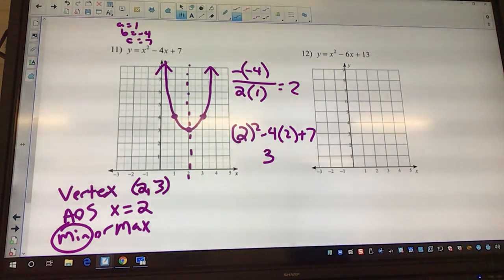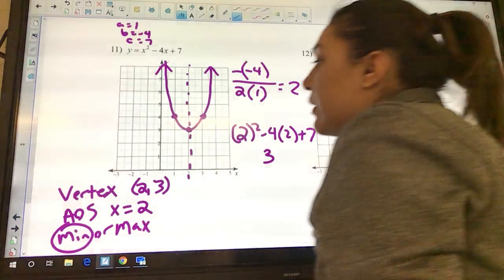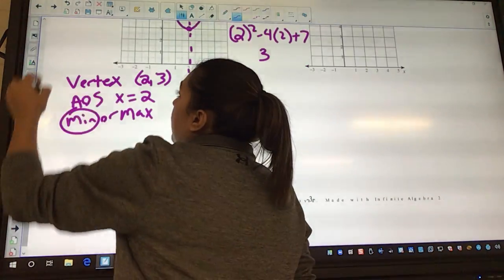Okay, and yours better look like a U, not a V. If it looks like a V, erase it. I don't like it. We're past V's.